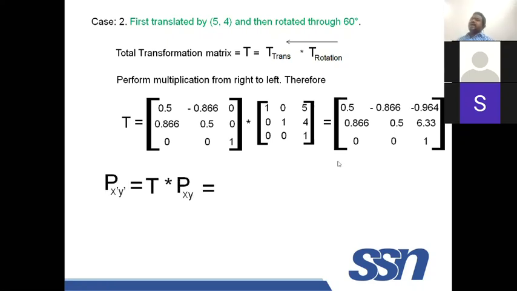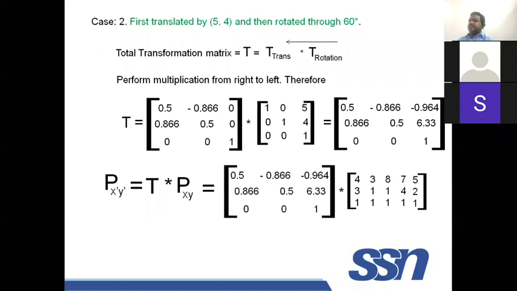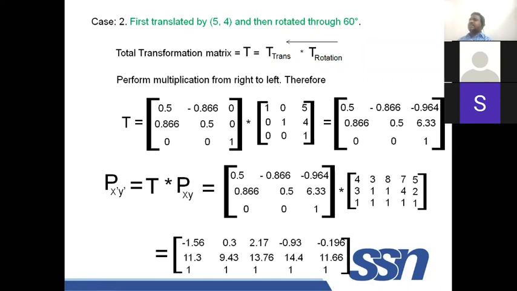Again, the final position Px'y' is equal to the transformation matrix times the initial position Pxy. This T is the one you have to take, and Pxy is as given in the initial position: points A, B, C, D, and P. If you multiply this matrix with this, you will get the answer. This will give you the final position of points A, B, C, D, and the intermediate point P.